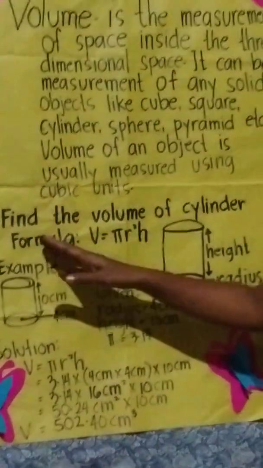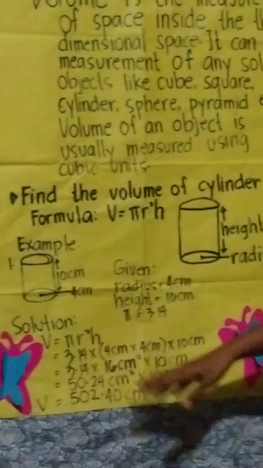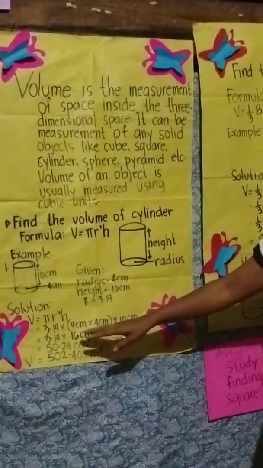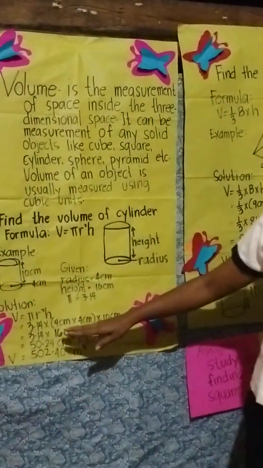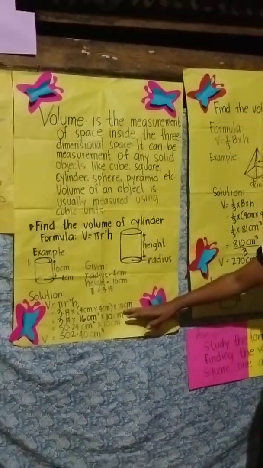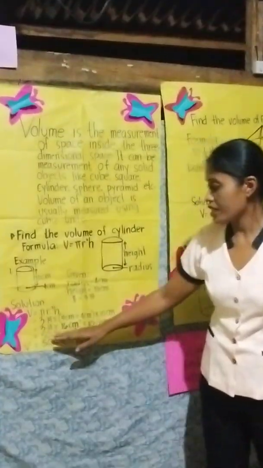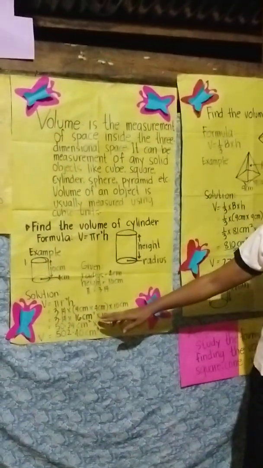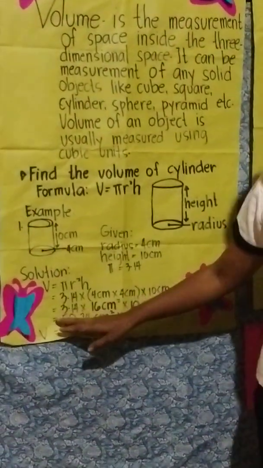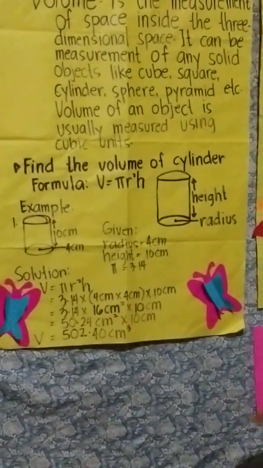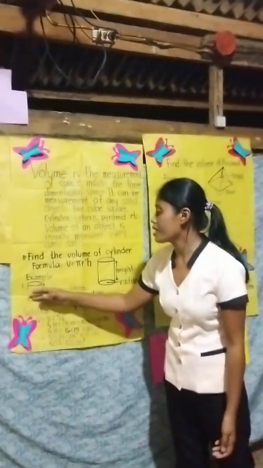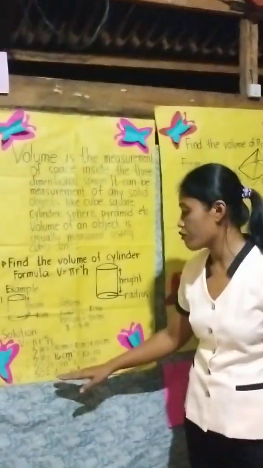So, let us solve using the formula V equals pi r squared times height. Pi is 3.14 times the square of the radius, 4 cm times 4 cm, and the height is 10 cm. So, 3.14 times 16 cm squared times the height 10 cm is equal to 50.24 cm squared times 10 cm. The volume of the cylinder, class, is equal to 502.40 cm cubed.